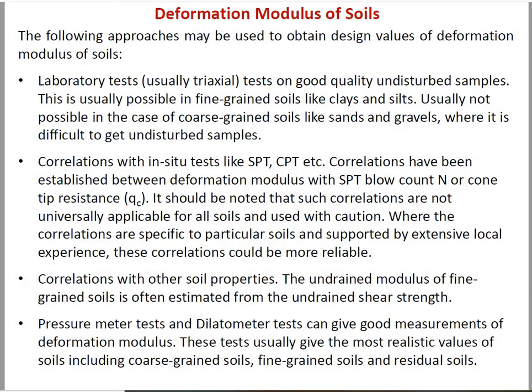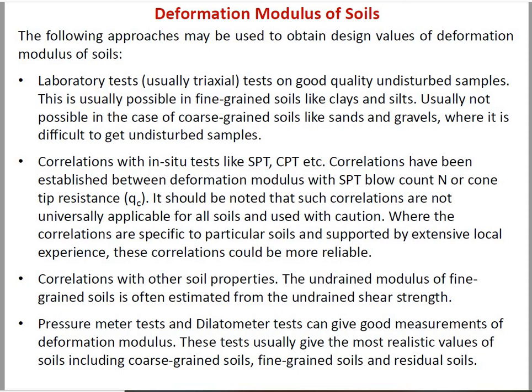Now, how do we get the design values of the deformation modulus of soils? One such method is the laboratory test. Generally we do the triaxial test. You can get the undrained as well as the drained modulus. You have to take very good undisturbed samples to conduct the triaxial test. But that is generally possible for fine-grained soils like clays and silts. You cannot take an undisturbed sample of coarse-grained soil like gravel and sand. So it is applicable for clayey soils, usually the triaxial test or the UCC test. In some cases, when you are taking very soft clays, you can do the UCC test to find the undrained strength, and from that you can get the deformation modulus.